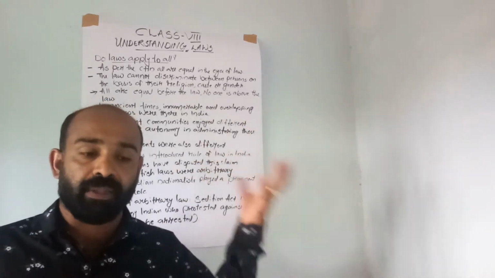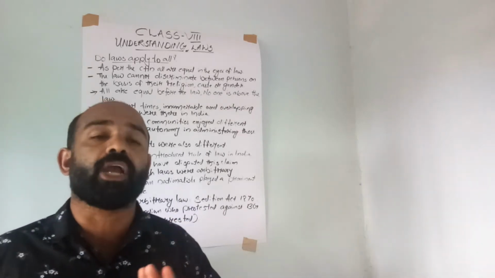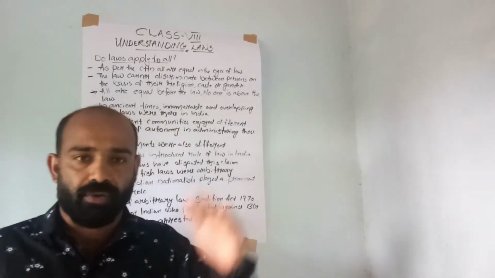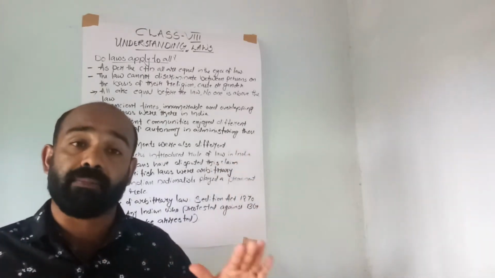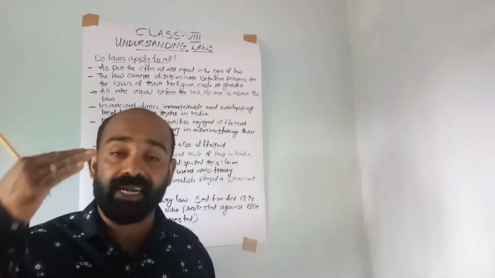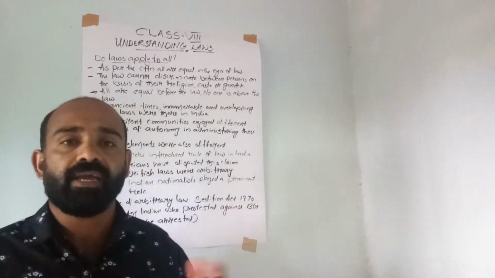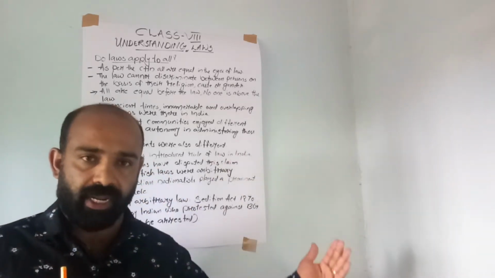Whoever may be the people, whatever may be their social status, everyone will be treated equally in the eyes of law. Whether upper class or lower class, rich or poor, men or women, white or black, whoever it may be, everyone will be treated equally in the eyes of law. This policy, this idea, is believed to have been introduced in India by the Britishers. But historians have a different opinion.